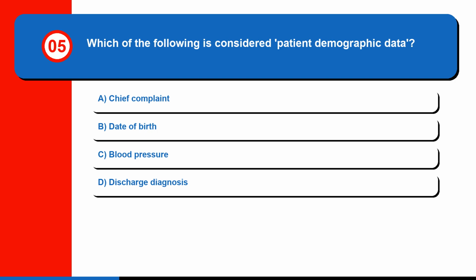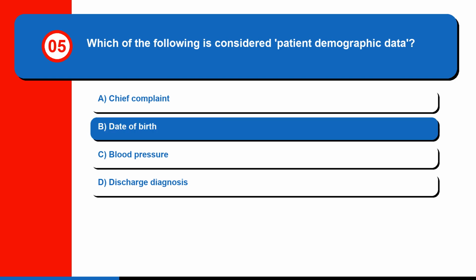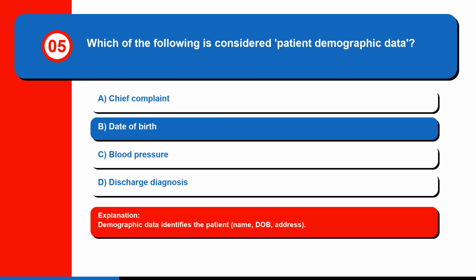Question 5. Which of the following is considered patient demographic data? A. Chief complaint, B. Date of birth, C. Blood pressure, or D. Discharge diagnosis? The correct answer is B. Date of birth. Demographic data identifies the patient: name, DOB, address.